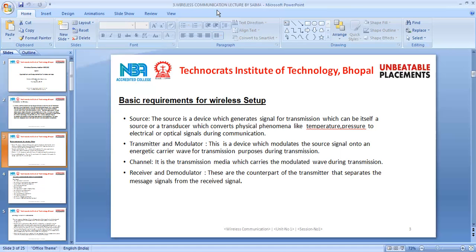And if we are using wireless communication, that means the channel should be air. There won't be any physical transmitting media. If we are using wireless communication, that means the channel should be wireless. And the last requirement is the receiver and the demodulator. These are the counterpart of the transmitter that separates message signals from the received signals.